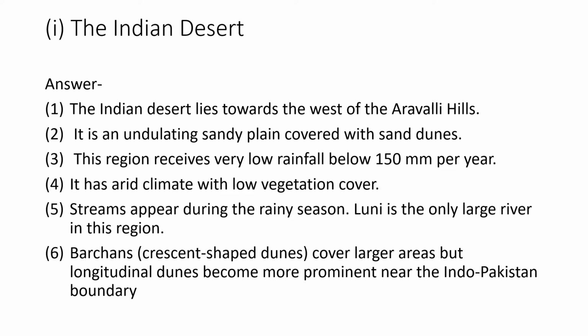Third is this region receives very low rainfall, below 150 millimeter per year. Fourth point is it has arid climate with low vegetation cover. Fifth point is streams appear during the rainy season and Luni is the only large river in this region. Barkhans, that are crescent-shaped dunes, cover larger areas, but longitudinal dunes become more prominent near the Indo-Pakistan boundary.